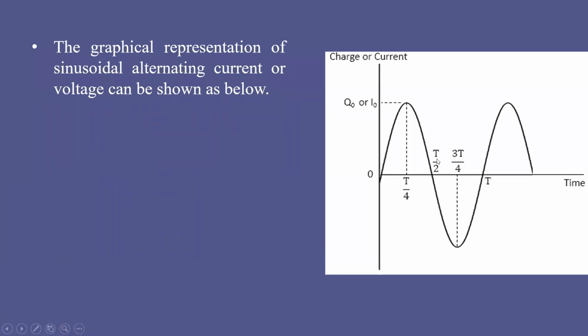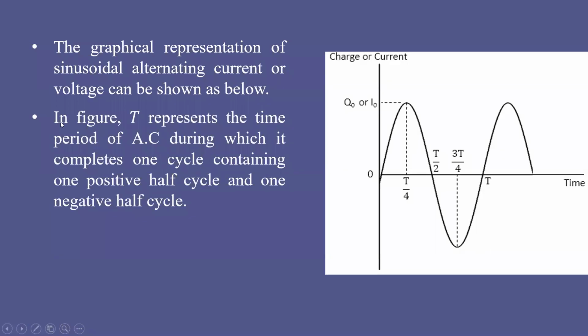To complete half a cycle, it needs T by 2 time. To complete 1/4 of the cycle, it will take T by 4. That is the time needed to complete 1/4 of the cycle. Okay, this is how we can represent the sinusoidal AC.